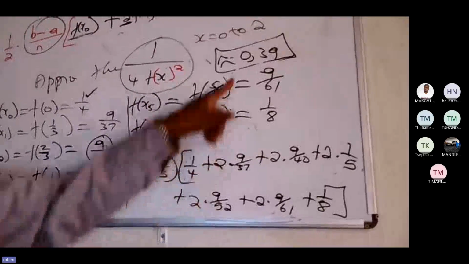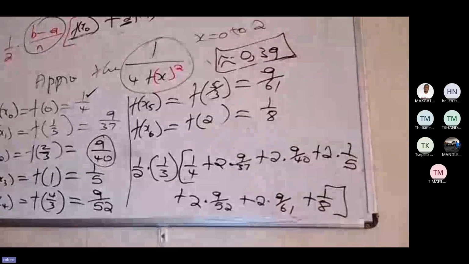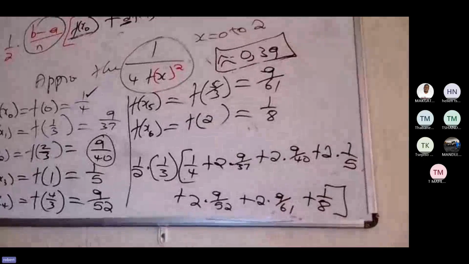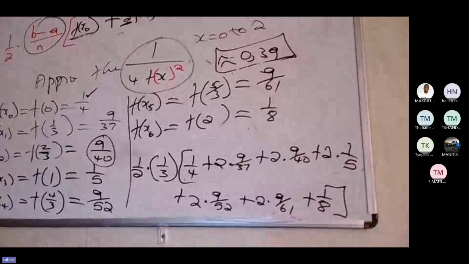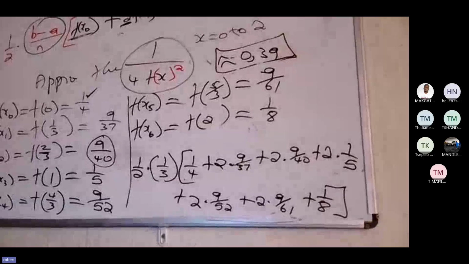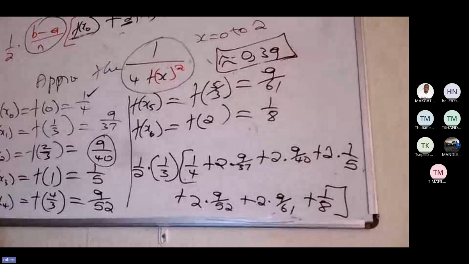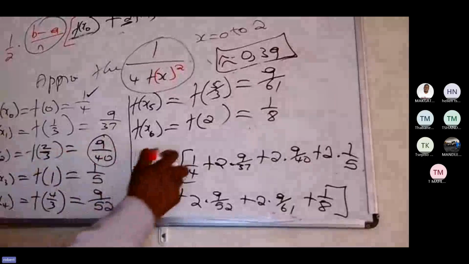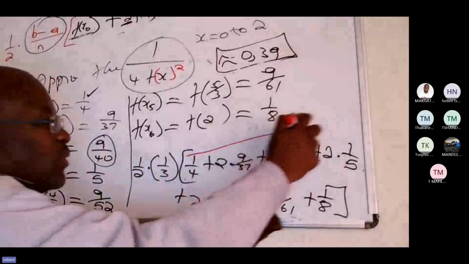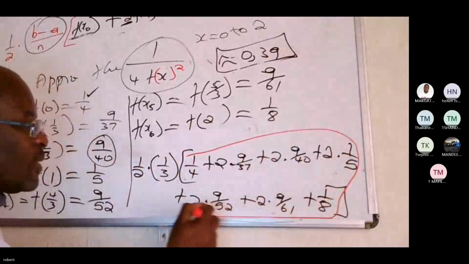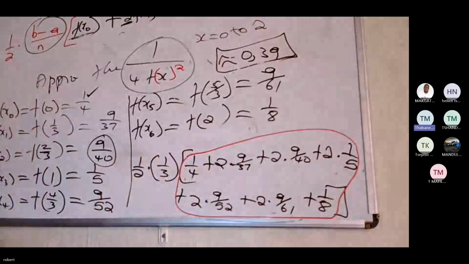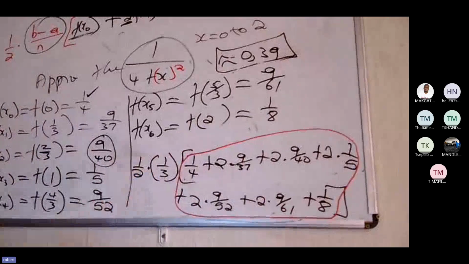The answer must be very close to this one. It may not be exactly 0.39, but it must be very close to 0.39. Otherwise, there's something wrong. The best thing is to calculate this one inside, and then thereafter multiply it by 1 over 6.